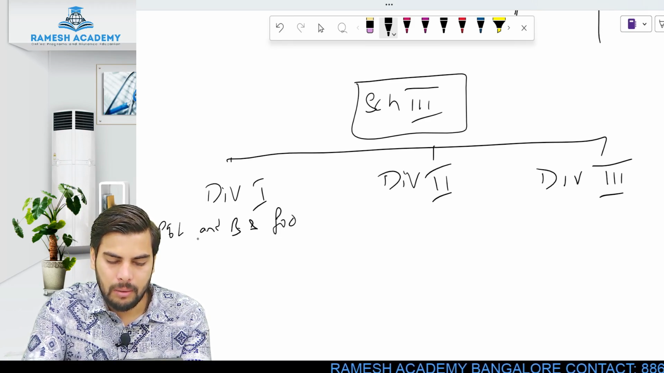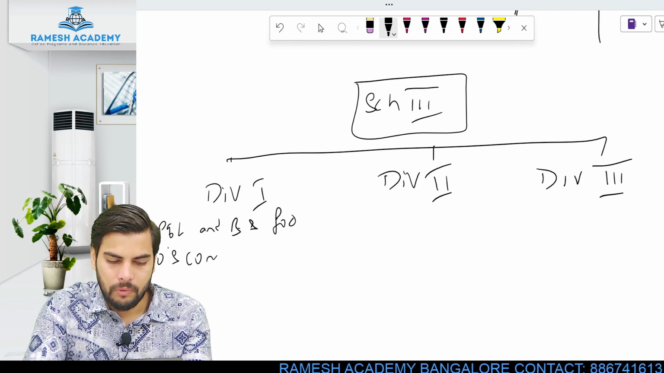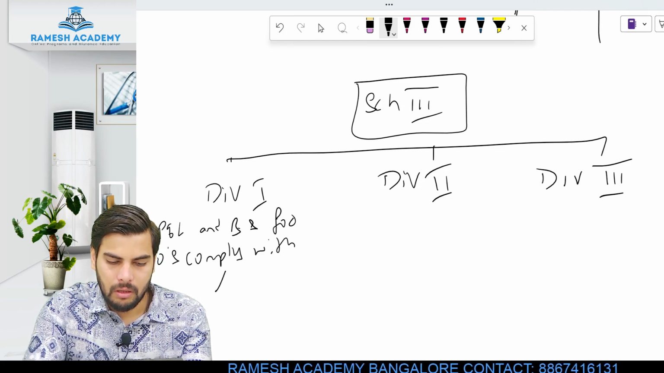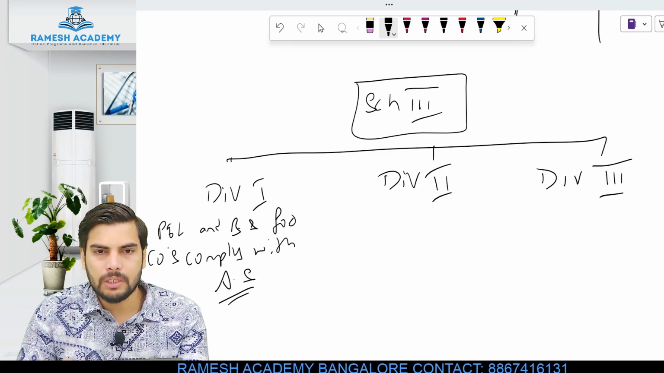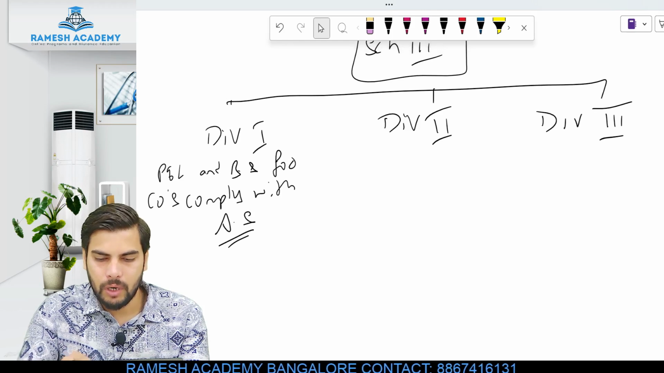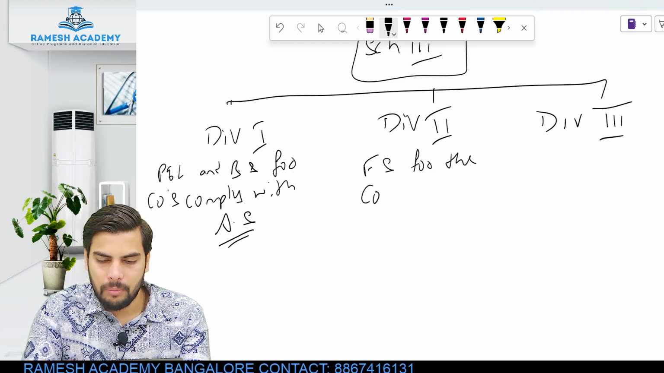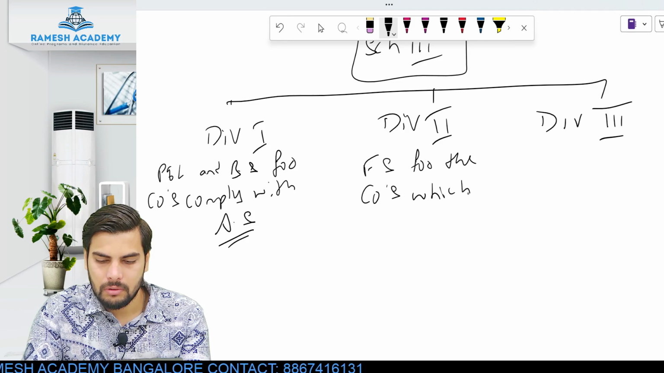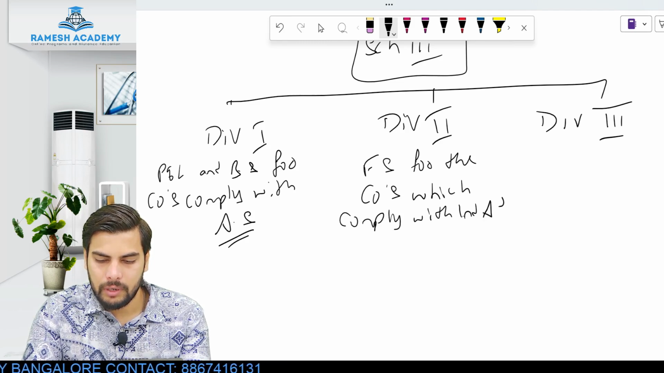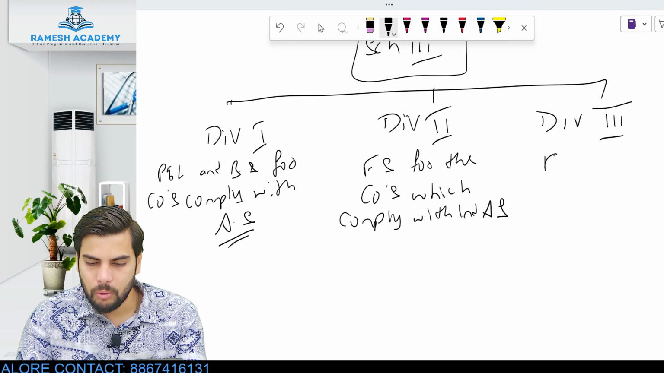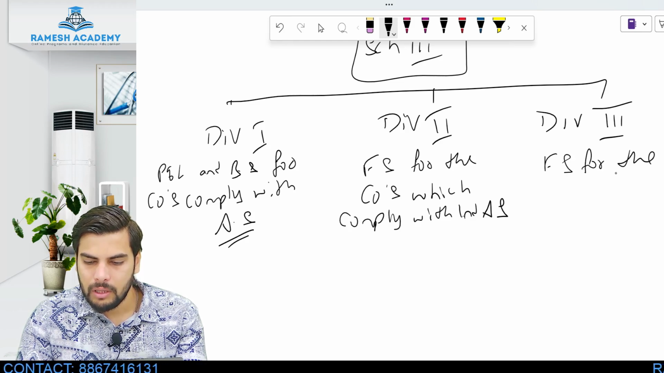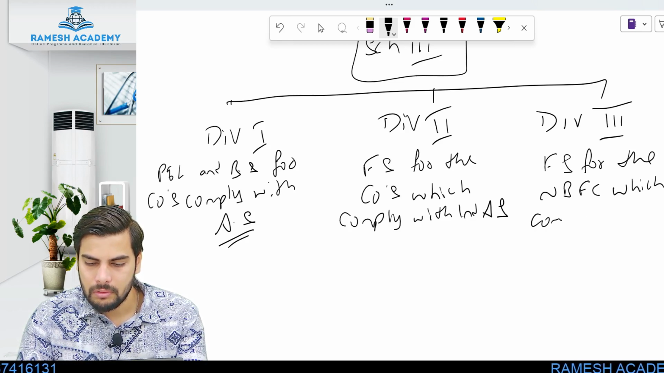for the companies which comply with accounting standard. So for the companies which comply with accounting standard, that is division 1. Division 2 is with respect to what? Preparation of financial statements for the companies which comply with Indian accounting standard. Division 3 talks about preparation of financial statements for the NBFC, non-banking financial companies, which comply with Indian accounting standard again.